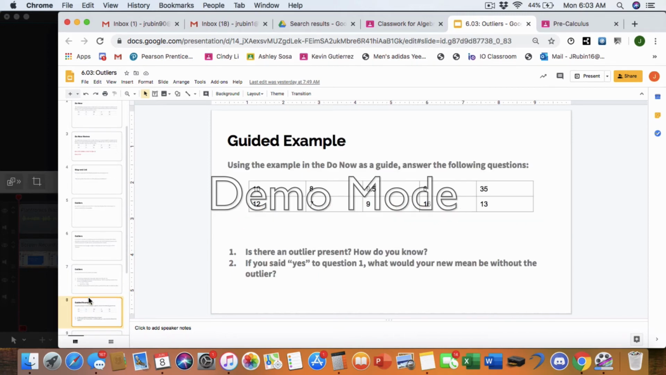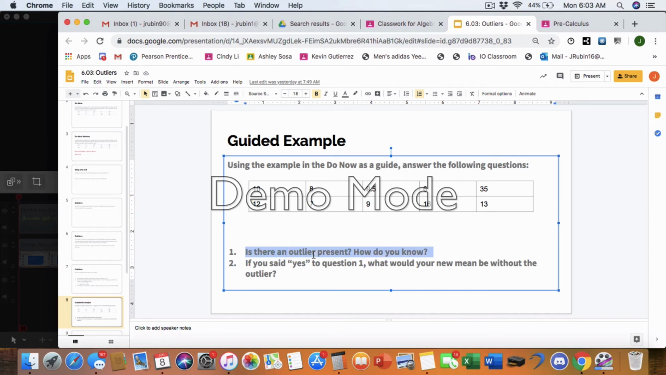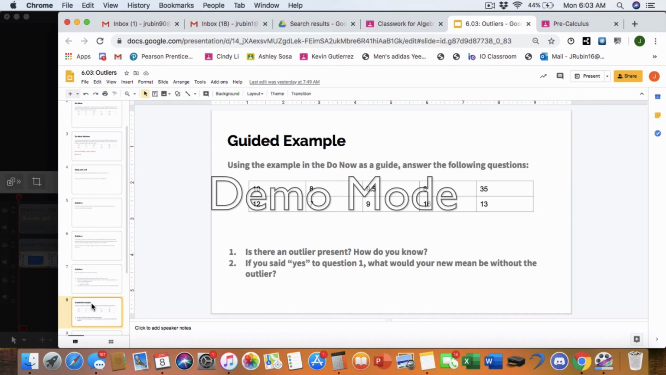So let's go back to our do now. First question for you: is there an outlier present? How do you know? So you should do the test, and then what would your new mean be without the outlier? So how would the mean change from that outlier?